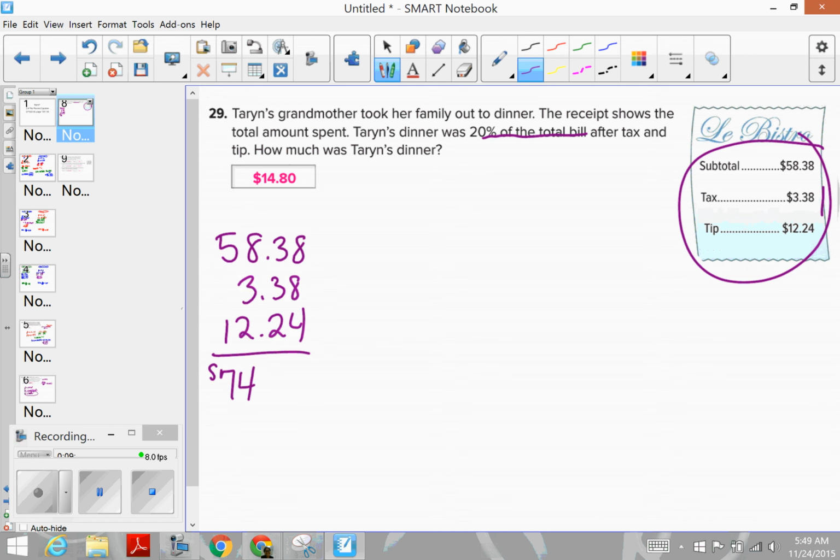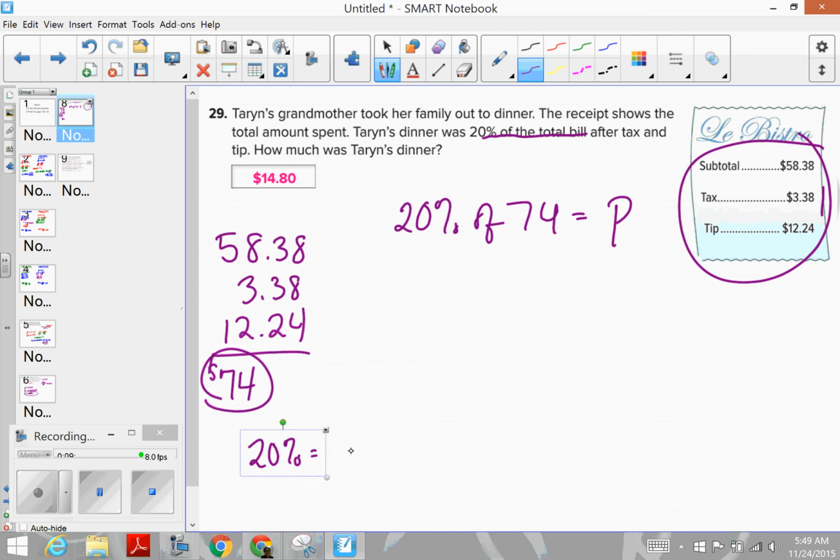Okay, so 20% of the $74 is what Taryn spent. So that's your part. So again, let's work on the bottom real quick. 20% is 20 over 100. That's 0.2. So 0.2 times 74. That equals your part, and that's going to equal $14.80.